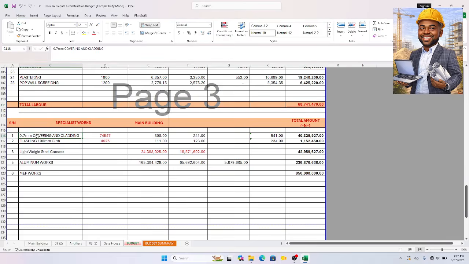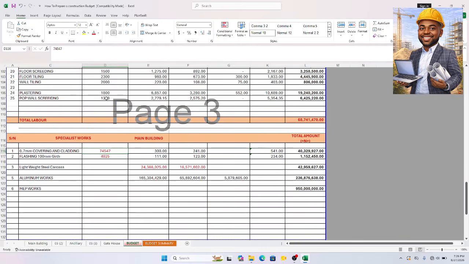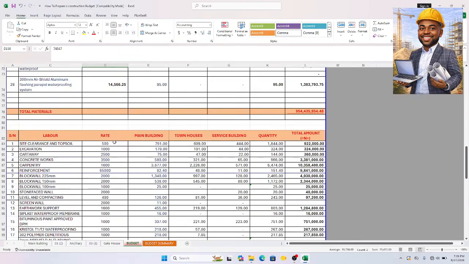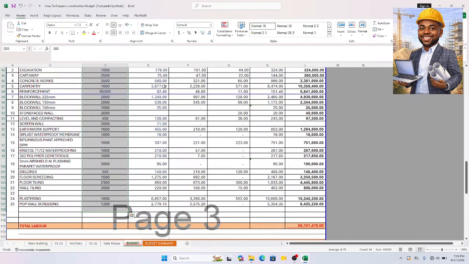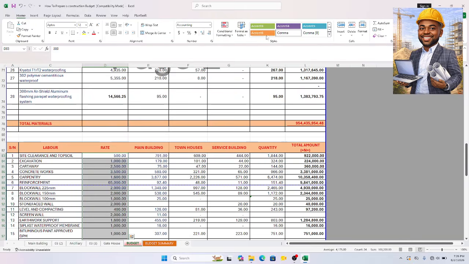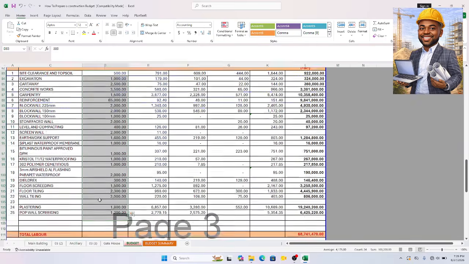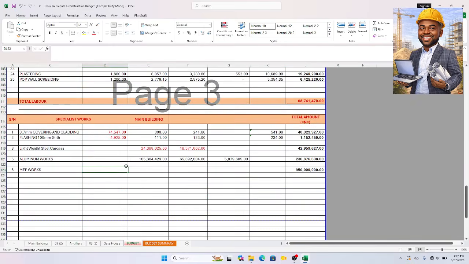I have the roof covering. I have the lightweight steel carcass. I have aluminium works. I have MEP works. That is what you see there. This is the rate. Let me put this like this. Let me do this also like that. Okay. So this is what we have.